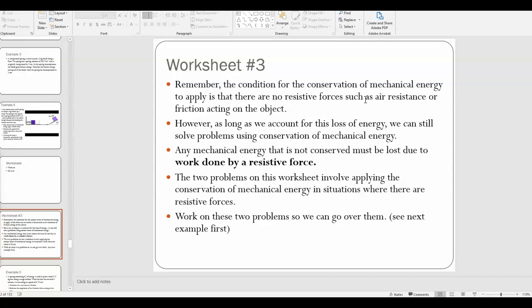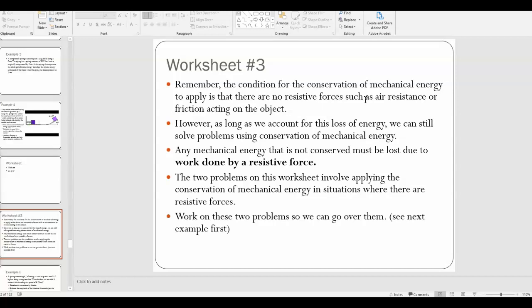Remember the concept of work. This is one of the first things we talked about. The concept of work is energy added or removed by a force from an object. Okay, and so if we have a situation where we lose mechanical energy, where it's not conserved, that loss must be accounted for by negative work being done by a resistive force. Okay, and so the last couple of problems you have in worksheet number 3 involve work being done by a resistive force.